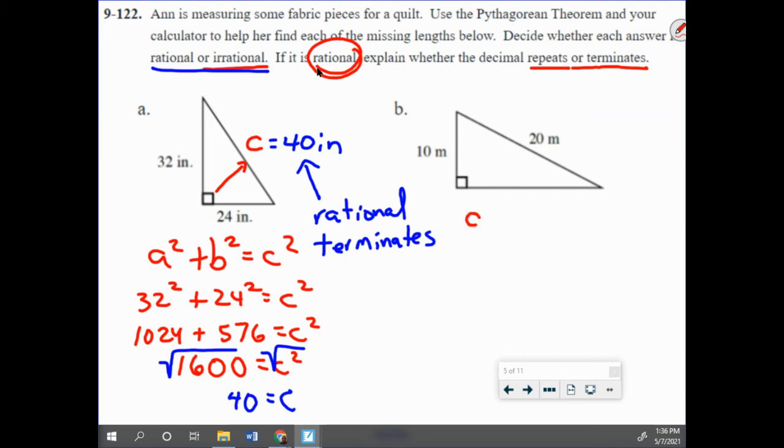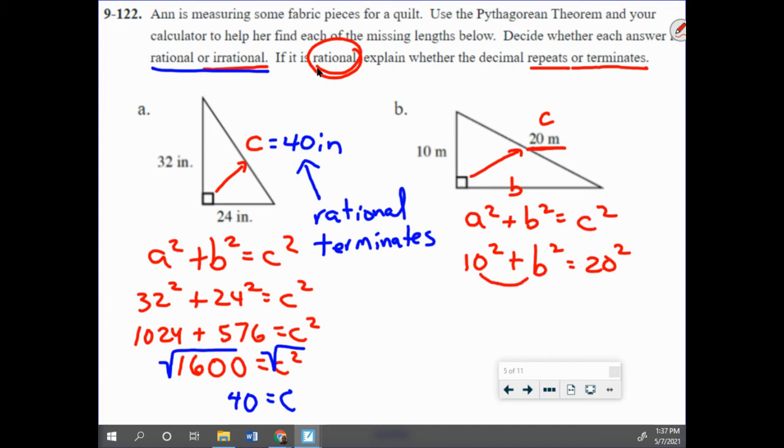So I've got, again, a squared plus b squared equals c squared. A, I'm going to put 10, so 10 squared. B, well, be careful here. This is across from the right angle, so therefore this is your hypotenuse. I do not know b, so I'm just going to put b squared equals c squared, which is 20 squared.